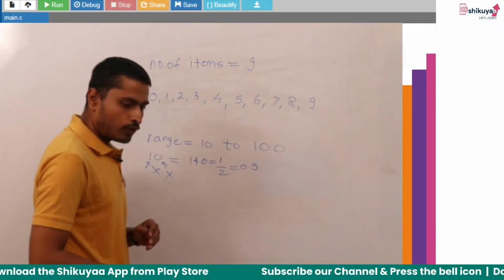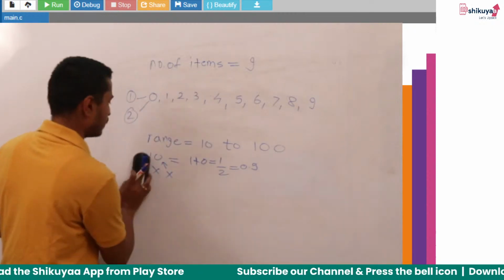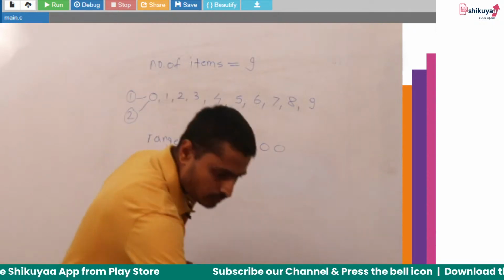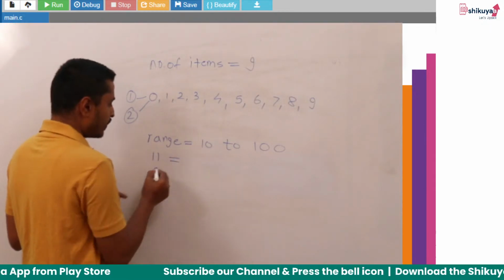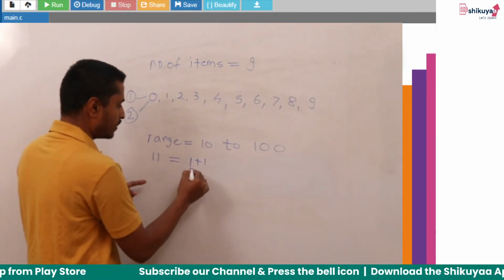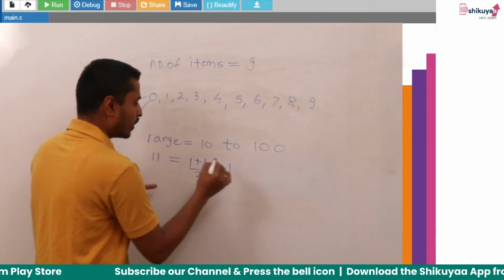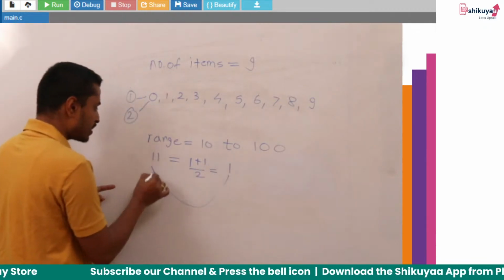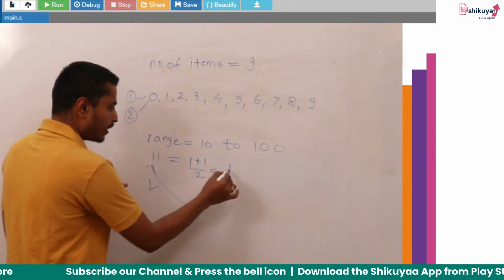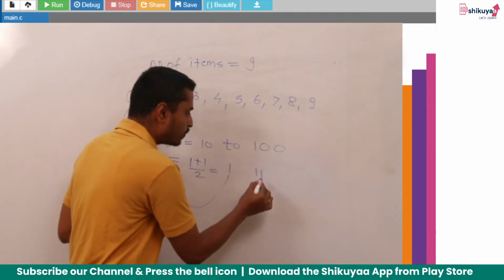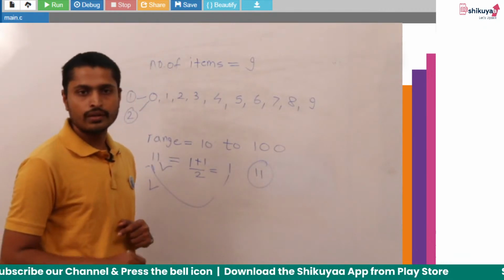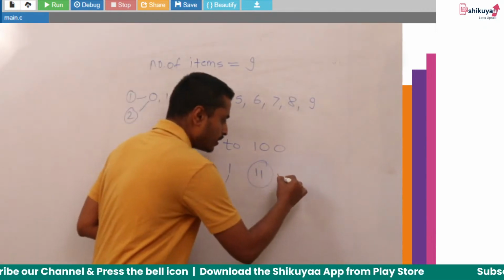We'll go for the next, that is 11. What is the average? 1 plus 1 divided by 2, that is 1. So 1 is equal to this digit, yes. So 11 may be one of the prices. So 11 is one of the prices.